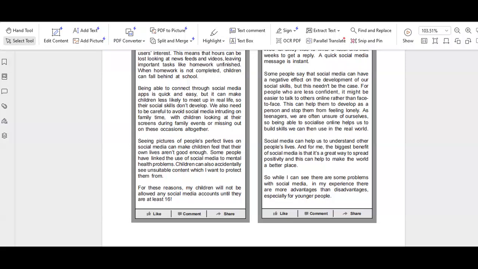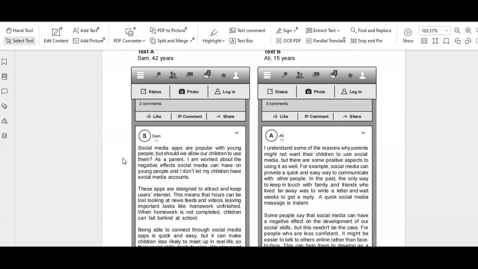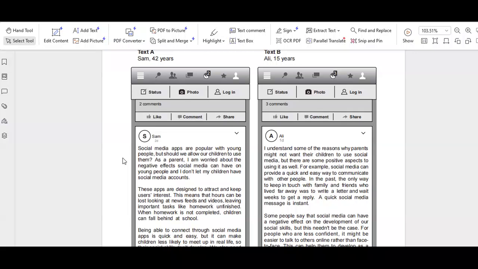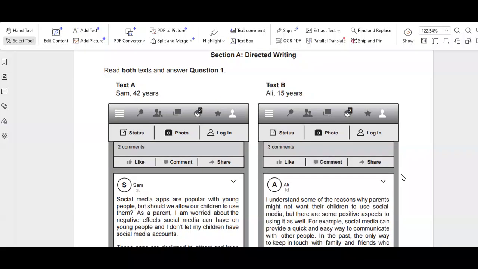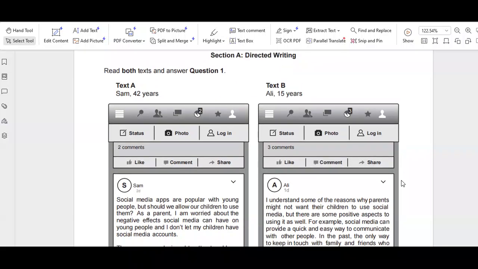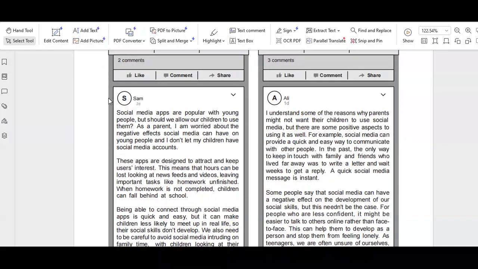So, in this text, we have seen a worried parent, Sam, who is not at all in favor that children should be given an opportunity to use social media. And Sam has supported the arguments by providing a very clear example. First and foremost, we can see that the effective strategy that Sam has applied is the use of the rhetorical question.